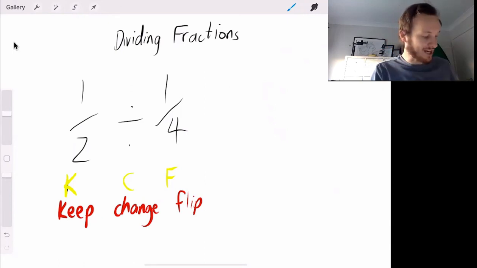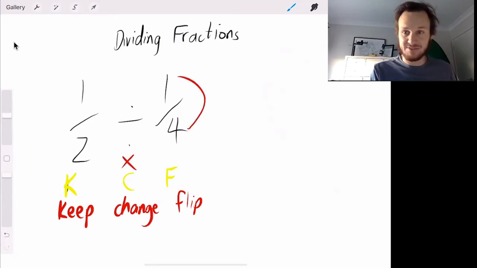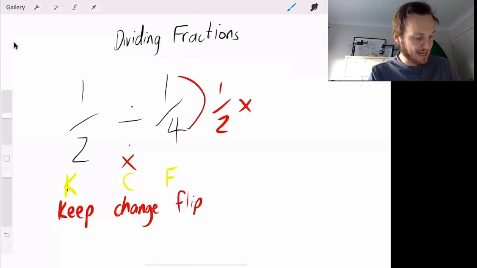So that means you keep the first one as it is. With the change, you change the division to a times. And with the last one, you flip it so the 4's at the top and the 1's at the bottom. That's all you have to do. It's pretty easy, actually. So it would be keep the same, change the division to a times, and then flip it so it's 4/1. And now you just multiply it like you would any of them.